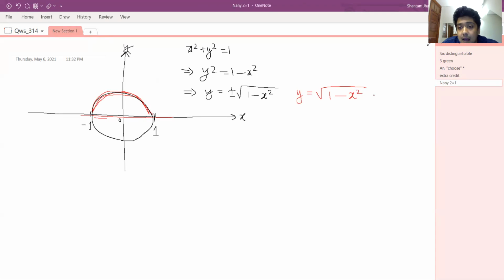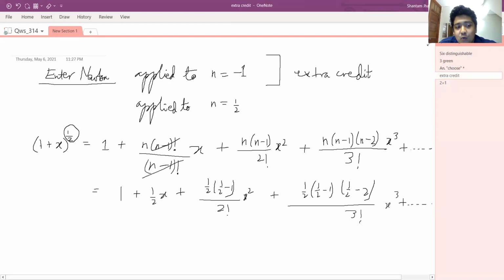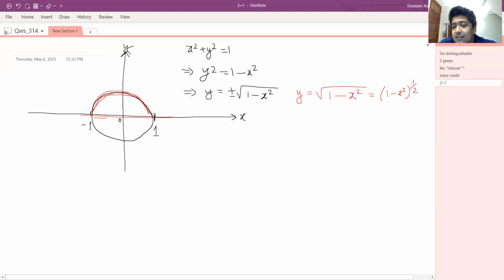Okay, and this I can also write as, guess what, 1 minus x squared to the half. So this is starting to look very much like a binomial approximation problem, where, remember how we did 1 plus x to the half, instead of x, all we need to do is substitute that x for minus x squared. What would that do?